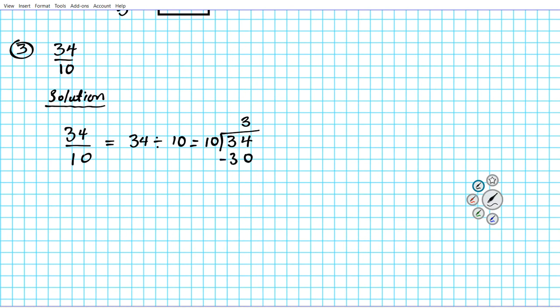Divide, multiply, subtract. Bam, there's nothing to bring down. So our answer here is 3, that's the quotient, remainder 4. To write this as a mixed number, it's going to be 3 whole number, your quotient, and the remainder 4 over 10.